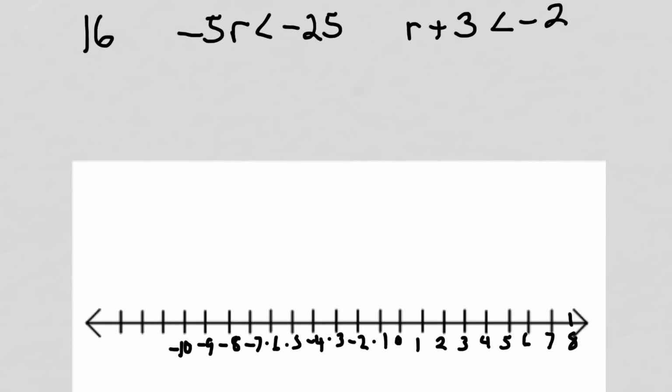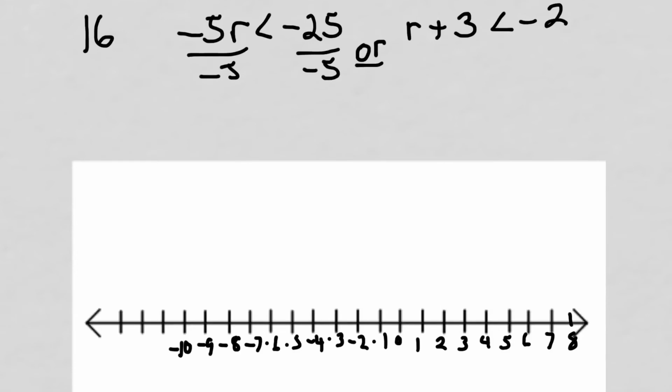Number 16, we have an or, which is two equations put on the same line. I hope by now that you realize to think, okay, it's an or, so they're going to be going opposite directions. Let's solve these. We've got negative 5r is less than negative 25. To get r by itself, you're going to divide by negative 5. You have to do that to both sides.